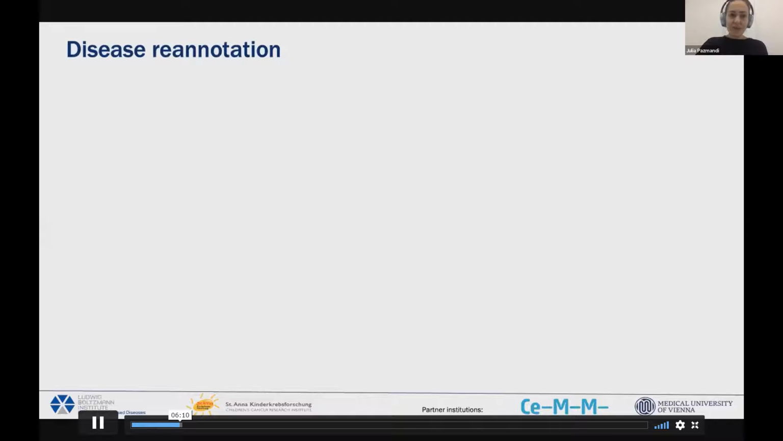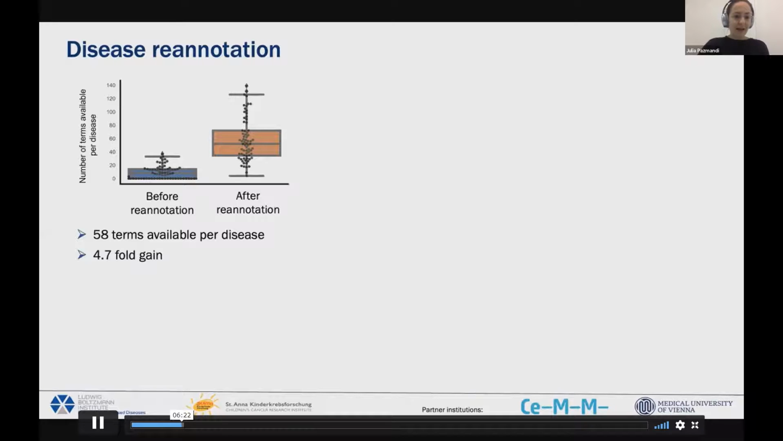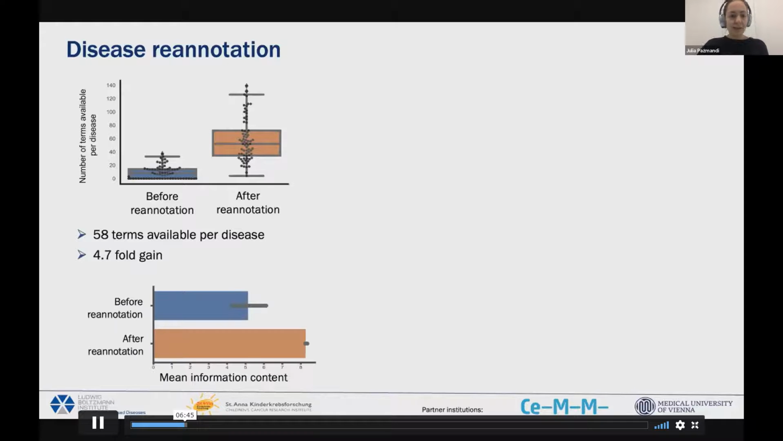We used this ontology-guided machine learning approach to reannotate diseases with HPO terms, and so far we have completely reannotated 72 inborn errors of immunity. And we have seen that after reannotation, the number of available HPO terms per disease has increased significantly. So we saw a 4.7-fold gain in the number of HPO terms available per disease. Here on this plot in the upper left corner, every single dot represents a disease. And not only did we see an increase in the number of HPO terms, but also the available information content per disease increased after reannotation.